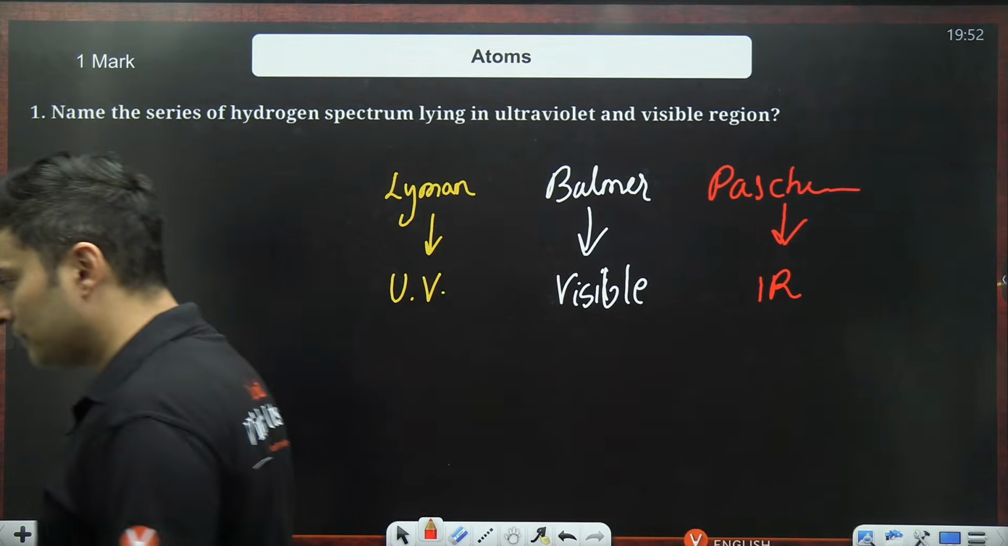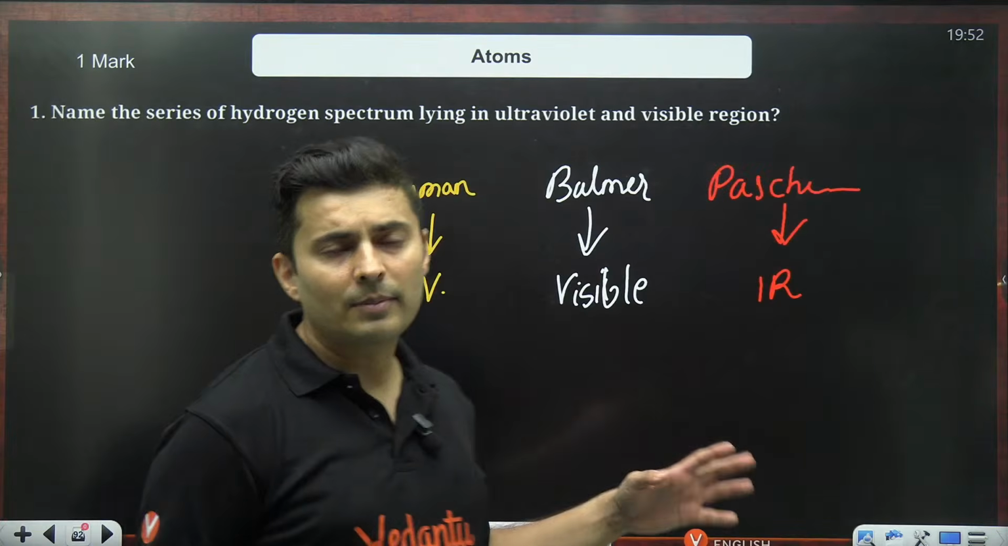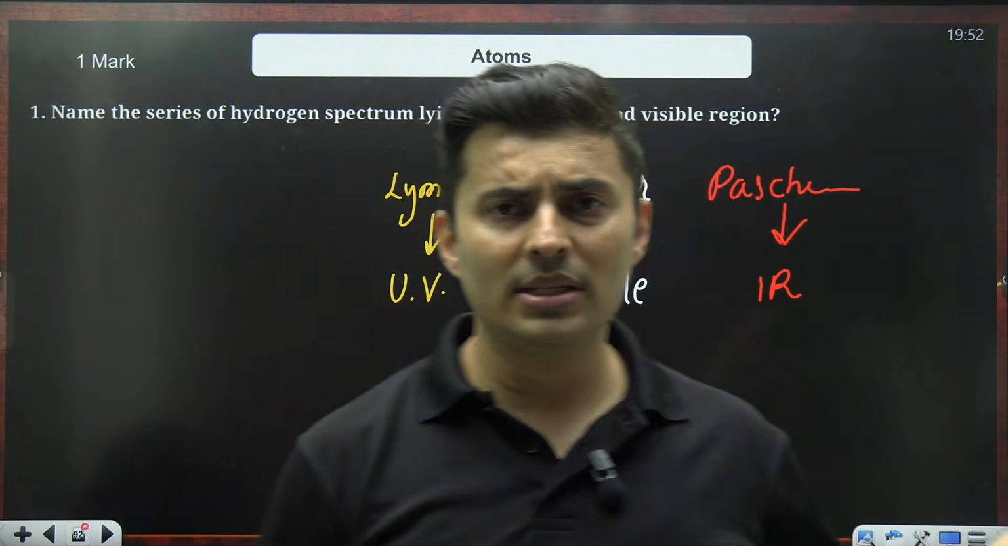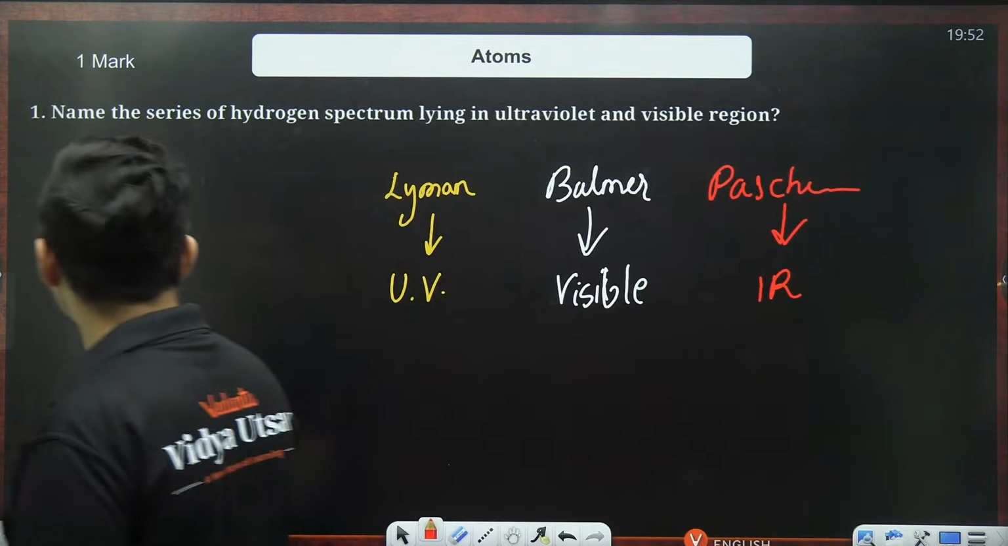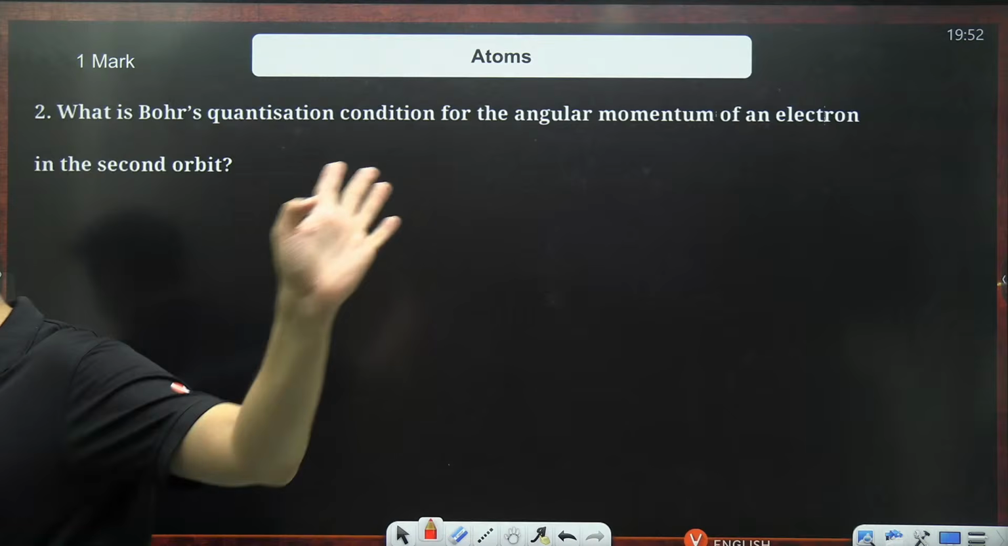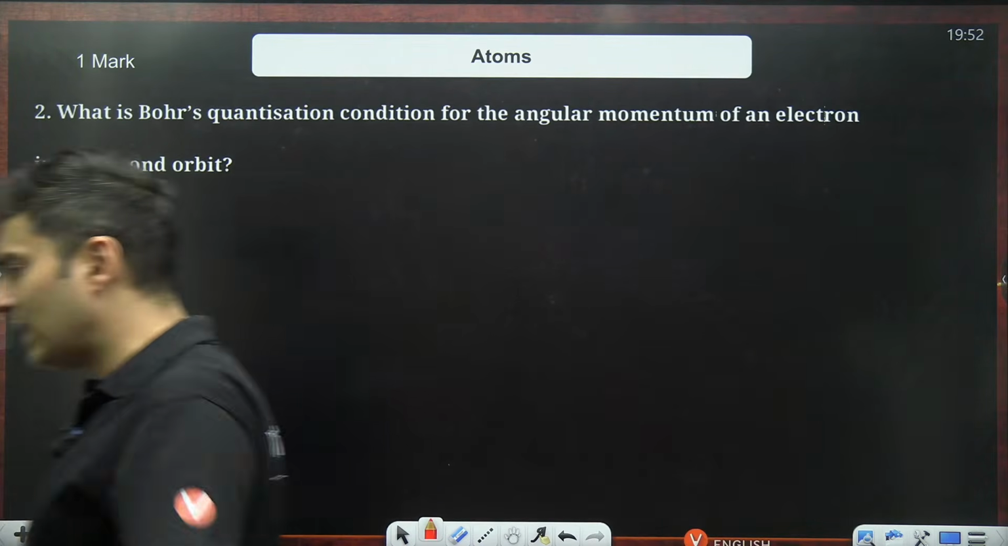Cool? But if infrared is asked, then that will be Paschen, Pfund, Brackett, all these series, right? They are all in the infrared region. Keep that in mind. Okay, perfect. That is your simple 1 mark question, but you should know it. If you know it, you know it. If you don't know it, you lose that 1 mark.